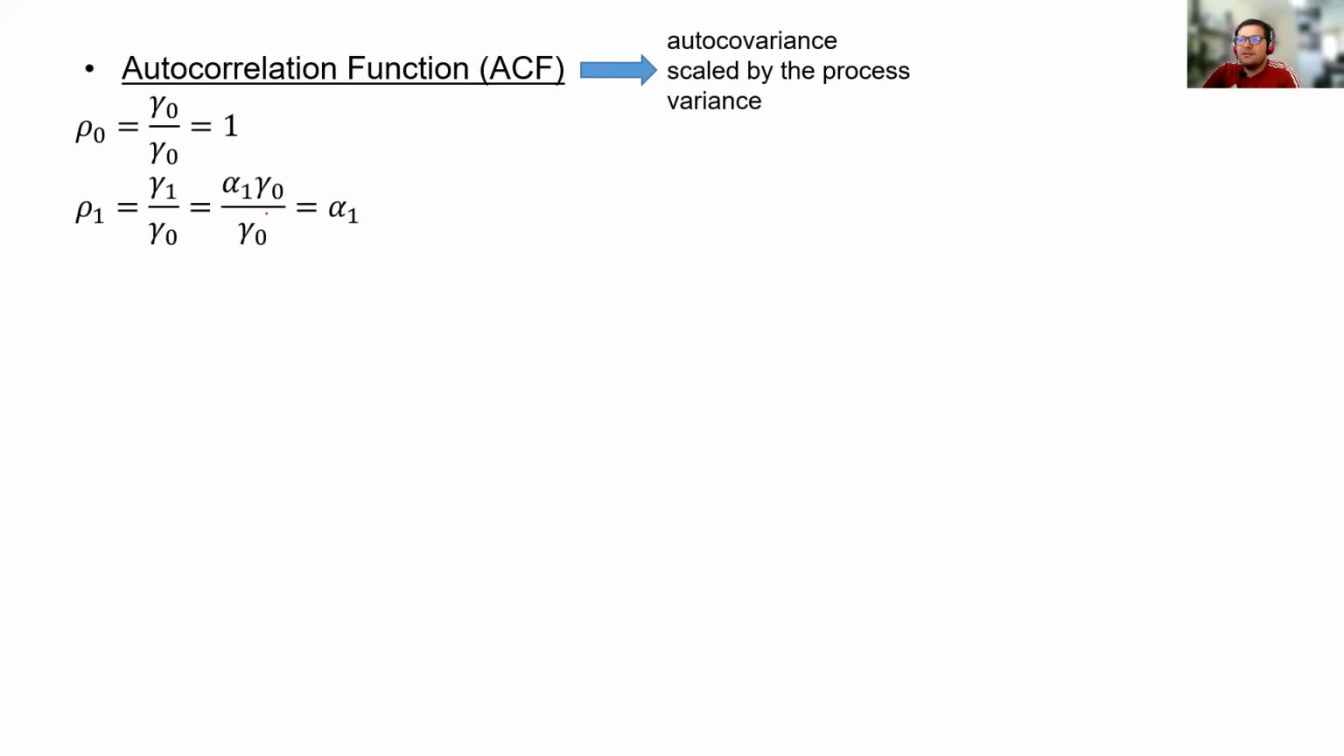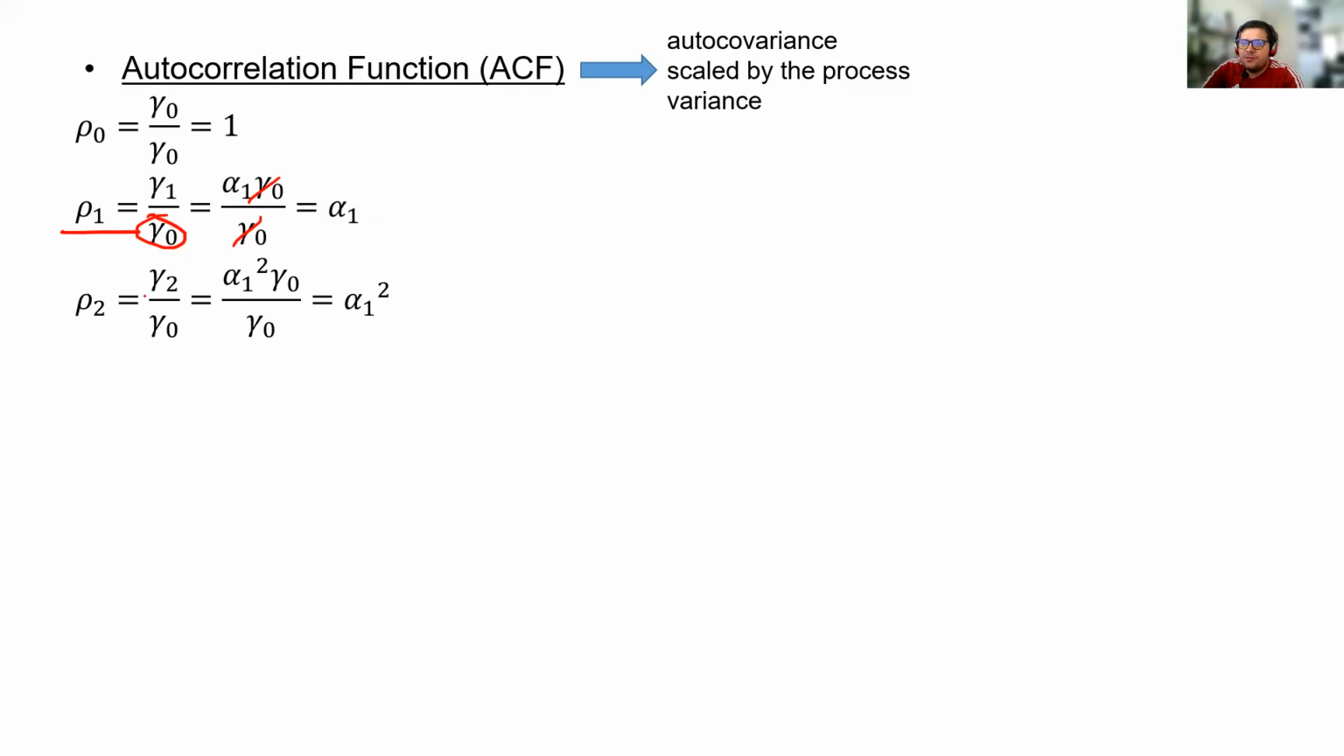What is interesting is that the first realization of the autocorrelation function, by theory, is taking that covariance of order 1 and scaling it by the variance of the process. So we divide by gamma 0. We know that gamma 1 is equal to alpha 1 gamma 0. This divided by this, we're left with alpha 1. So the first value of rho 1 is alpha 1.